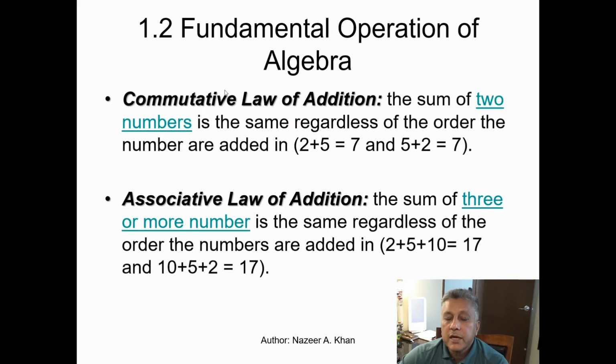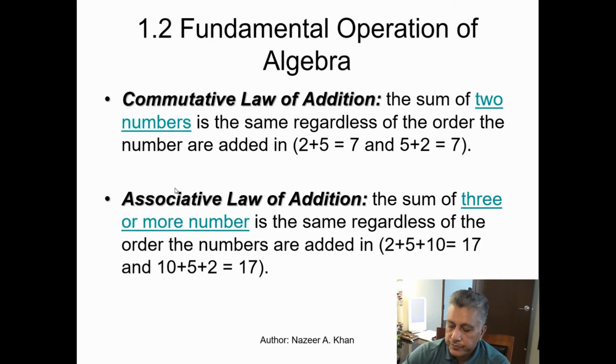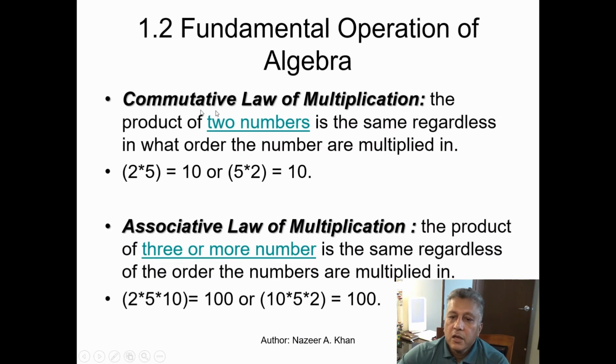There's a commutative and associative law of multiplication also, so we're going to look at that right away. Commutative law of multiplication: the product of two numbers is the same regardless of the order the numbers are multiplied in. So 2 times 5 is 10, and 5 times 2 is 10. The order again, commutative, 2.